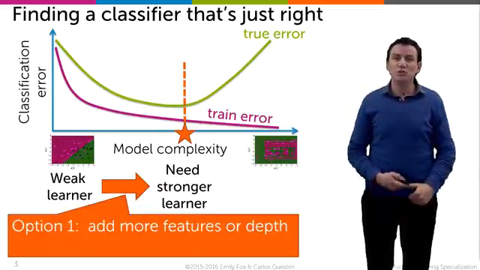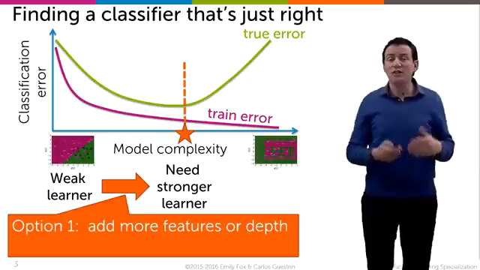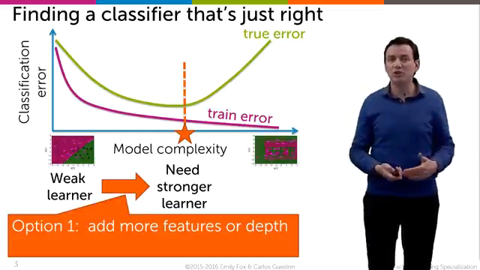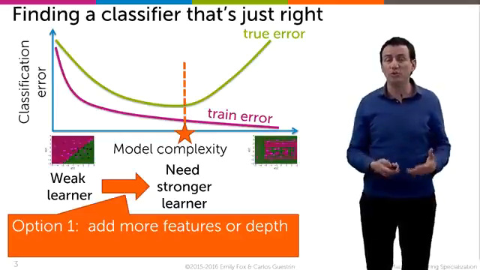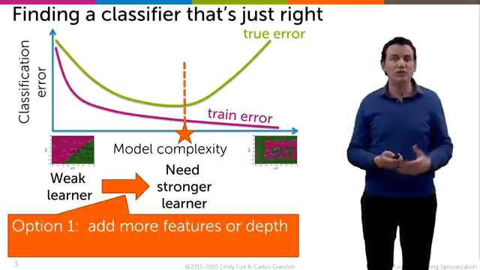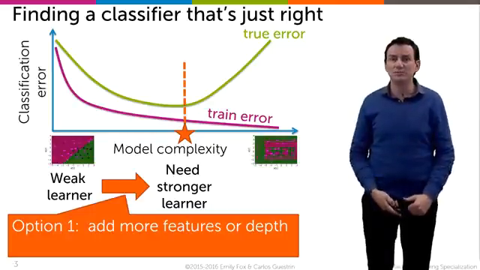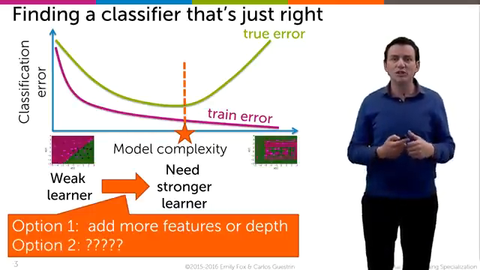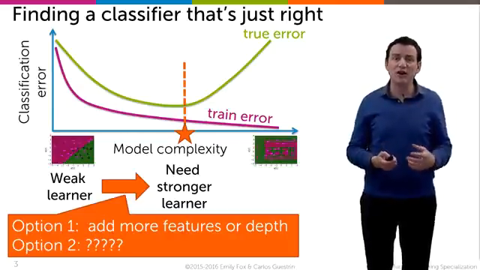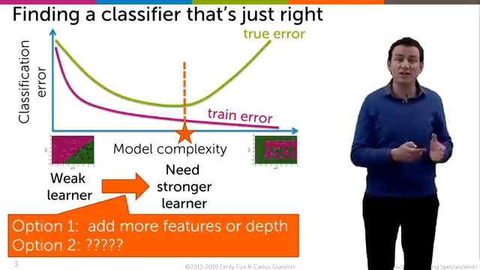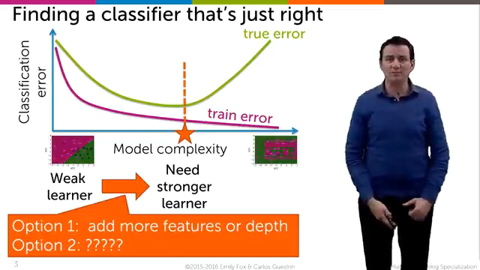One approach is to add more features. So for example, if we're using polynomial features in logistic regression, we can add second-order polynomials, third-order polynomials, fourth-order polynomials, and so on, trying to avoid overfitting. In a decision tree, we can go deeper and deeper. But the fundamental question here in boosting is, is there something else that we can do that helps us improve our classifiers, that takes this weak classifier and makes it a stronger classifier?